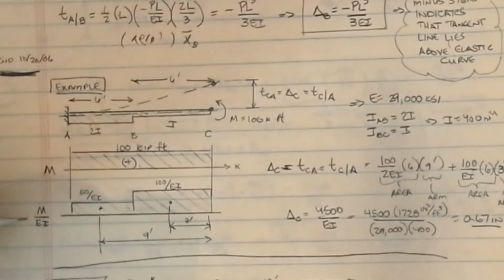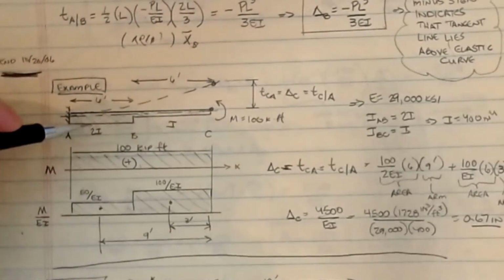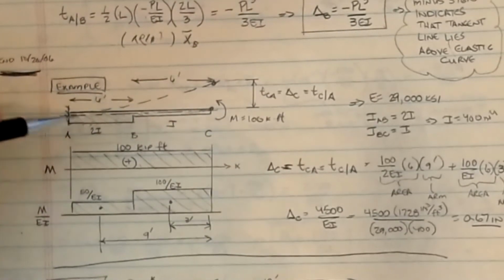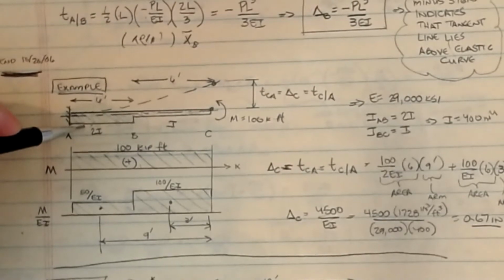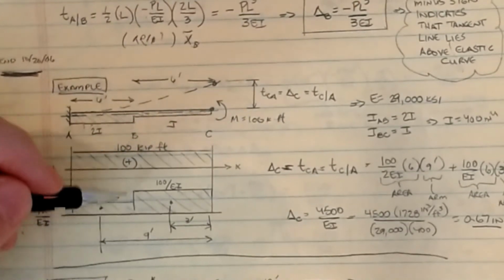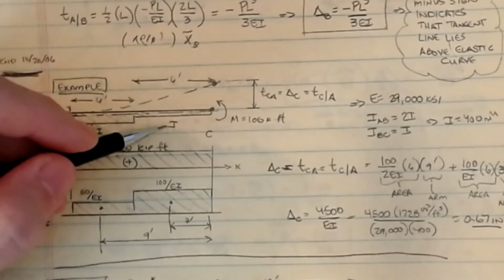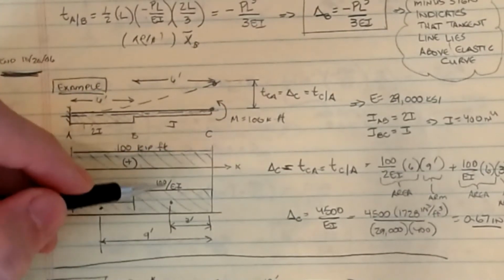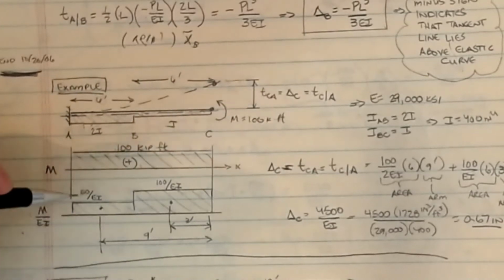But because I need an M over EI, I'm going to take my 100 and divide it by the I value here. So we're going to divide this by 2I. This guy becomes 50 over EI for that segment, and then the other one is just 1I, so it's 100 over EI here. So you can see how we can change this moment diagram.